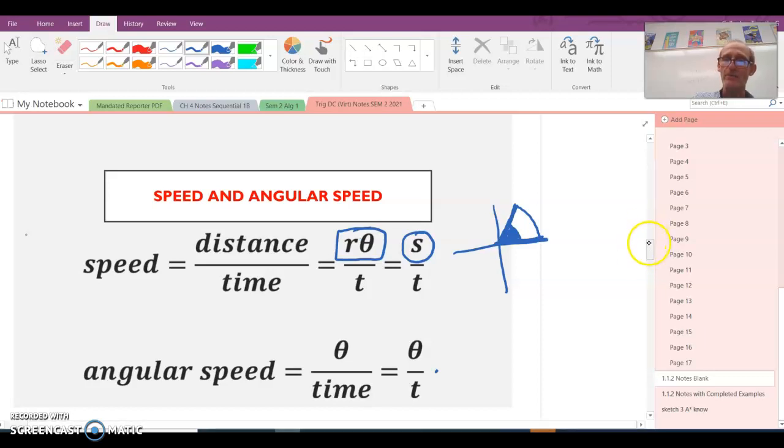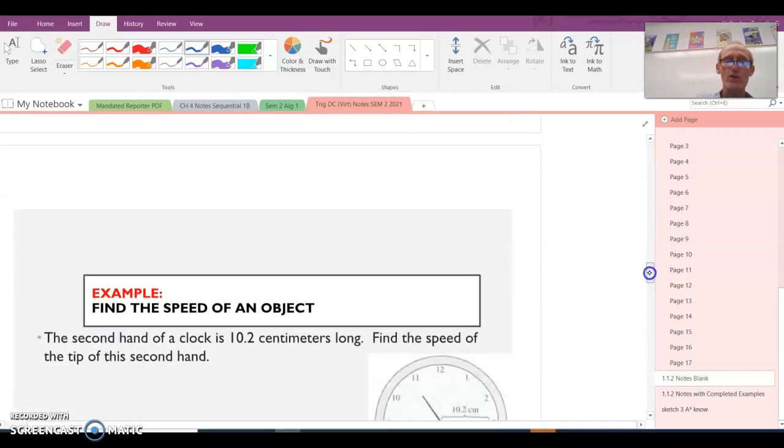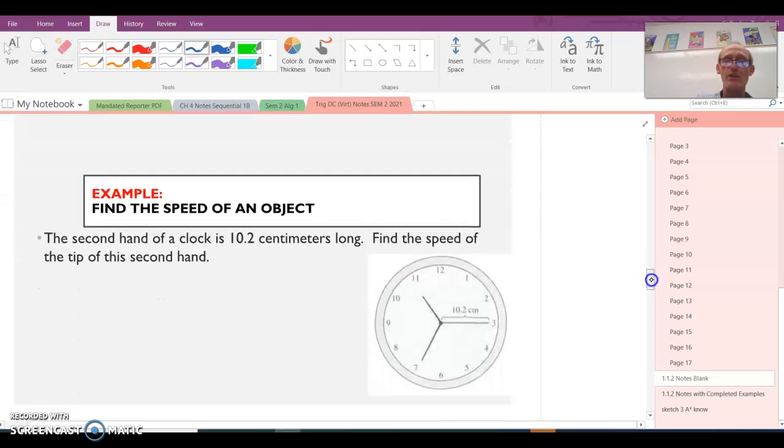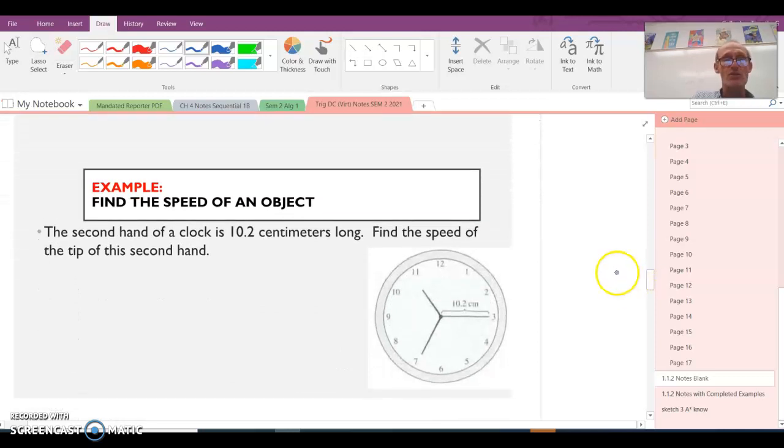Let's move on. The question is, find the speed of an object. The second hand of a clock is 10.2 centimeters long. This is r, right? We want to find the speed of the tip of this second hand. We want to find out how fast this thing is moving. So we want to find the speed.